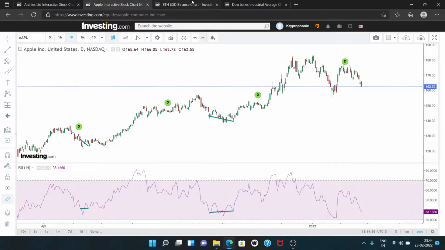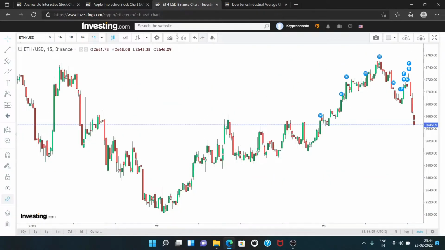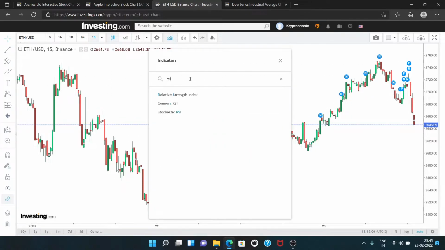Now, moving further, this is the 15 minutes chart of Ethereum. What we need to do is insert RSI from the indicators column.